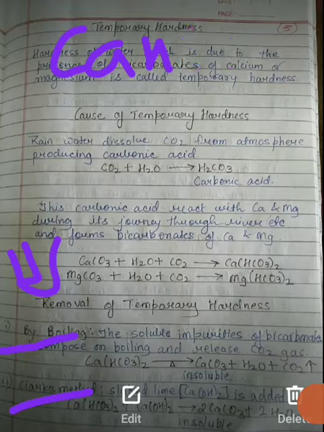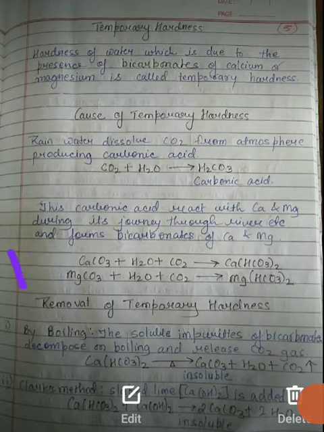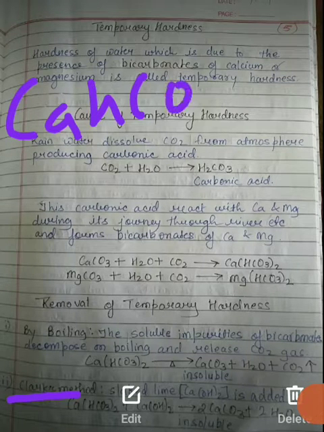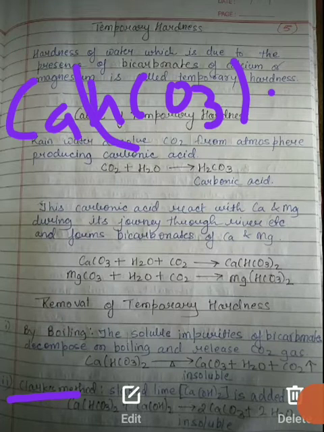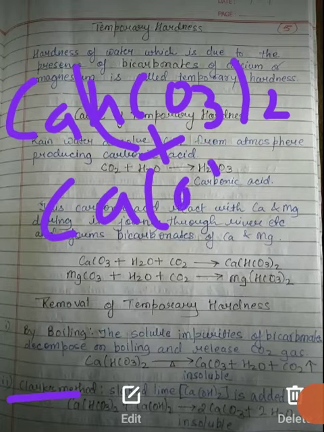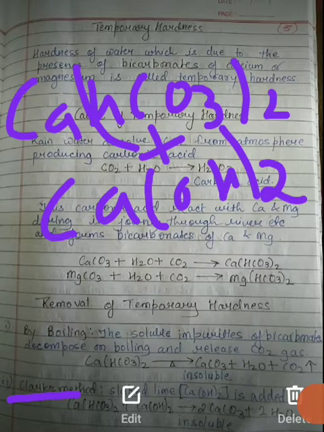Now let us talk about the second process. The second process is the Clark's method. In Clark's method we take the same calcium hydrogen carbonate, and we react it with slaked lime, and slaked lime is Ca(OH)2. So when we react calcium hydrogen carbonate with slaked lime, what happens?